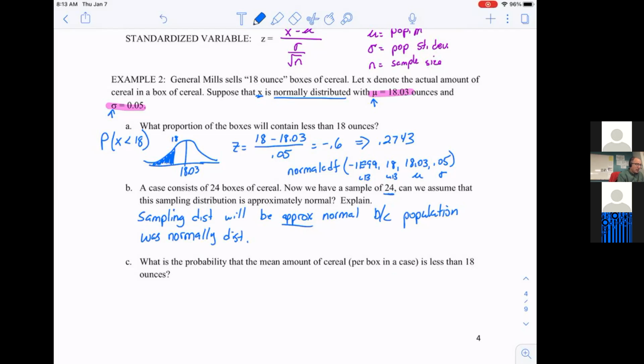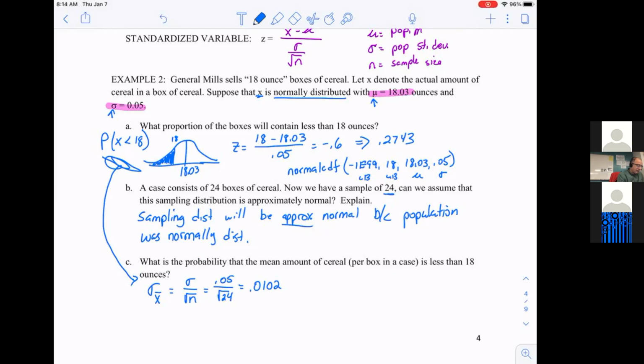The thing that's going to change is that everything else stays the same, but now we have a standard deviation for my sampling distribution. So I'm going to have the standard deviation of x bar. We know from above that we adjust the standard deviation by dividing by the square root of n. My standard deviation was 0.05, and I now have a case of 24, so that's my sample size. When we divide, my standard deviation, because we're dealing with samples, is going to be 0.0102.